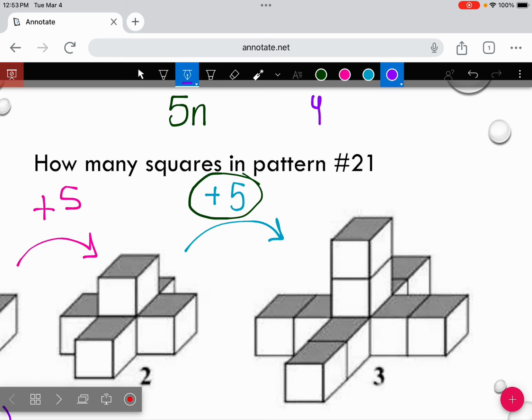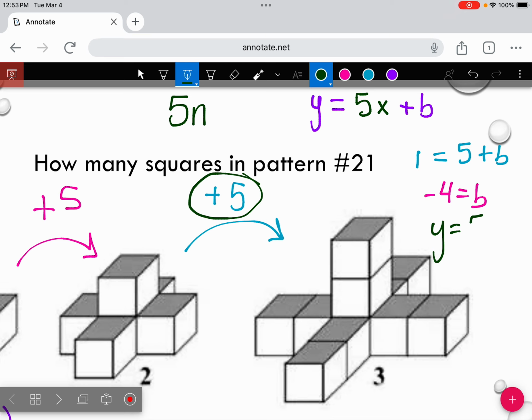We know that we usually write these as y equals mx plus b. We know our 1 and 1. So if 1 equals 5 plus b, what's our b going to be? Negative 4, because this was my 5 times 1. So negative 4 equals b. So writing our equation, we could have y equals 5x minus 4. That x being our figure number, because we had figure 1 that had 1 block.